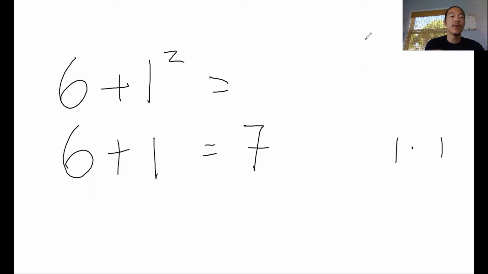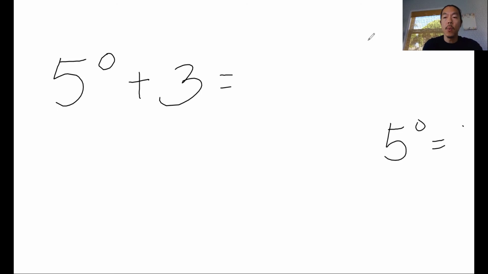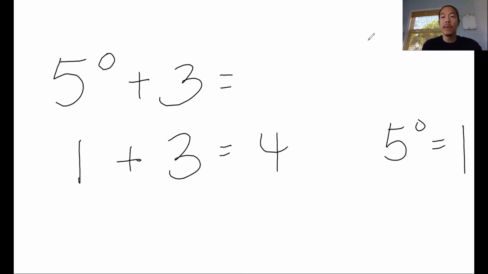You're going to have something to the 0 power. 5 to the 0 power plus 3. As we stated, anything to the 0 power is going to be 1. So 5 to the 0 power is 1, and then add the 3 to it, which is 4. Okay? Doesn't really get much harder than that.